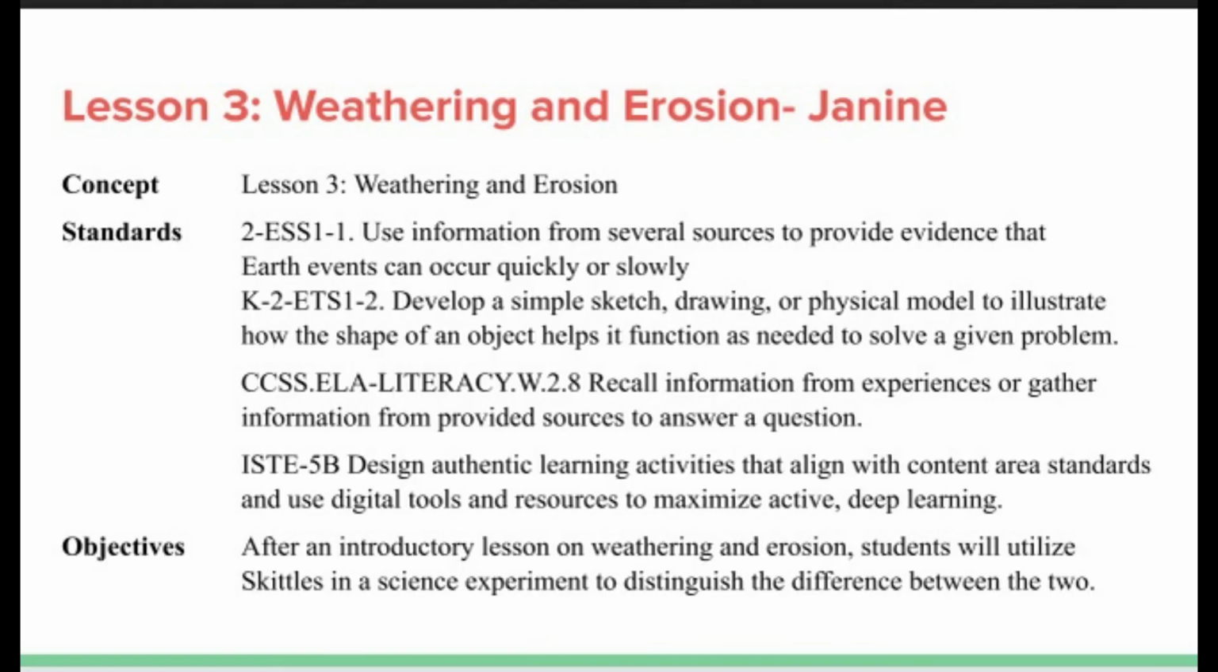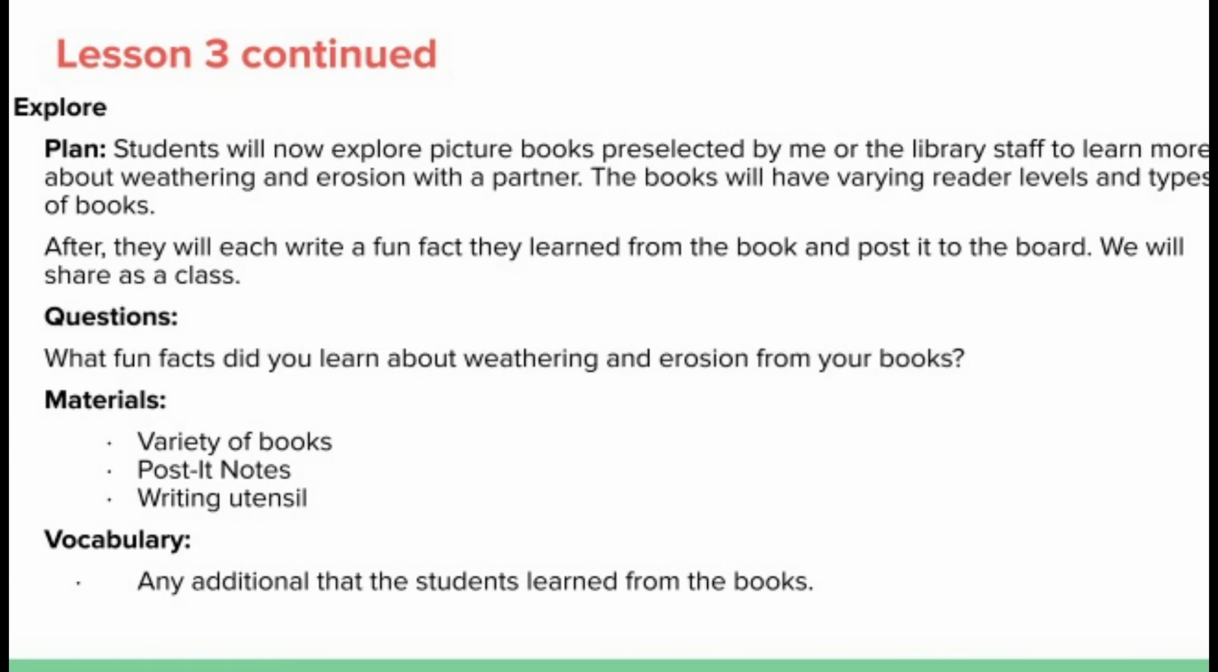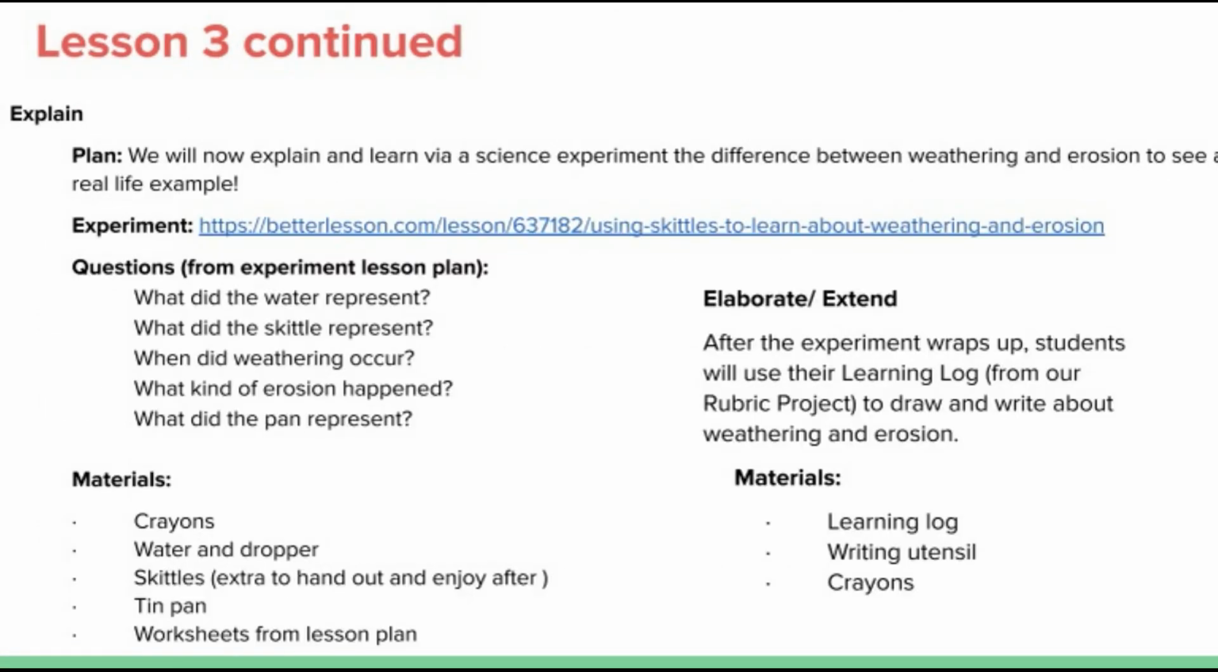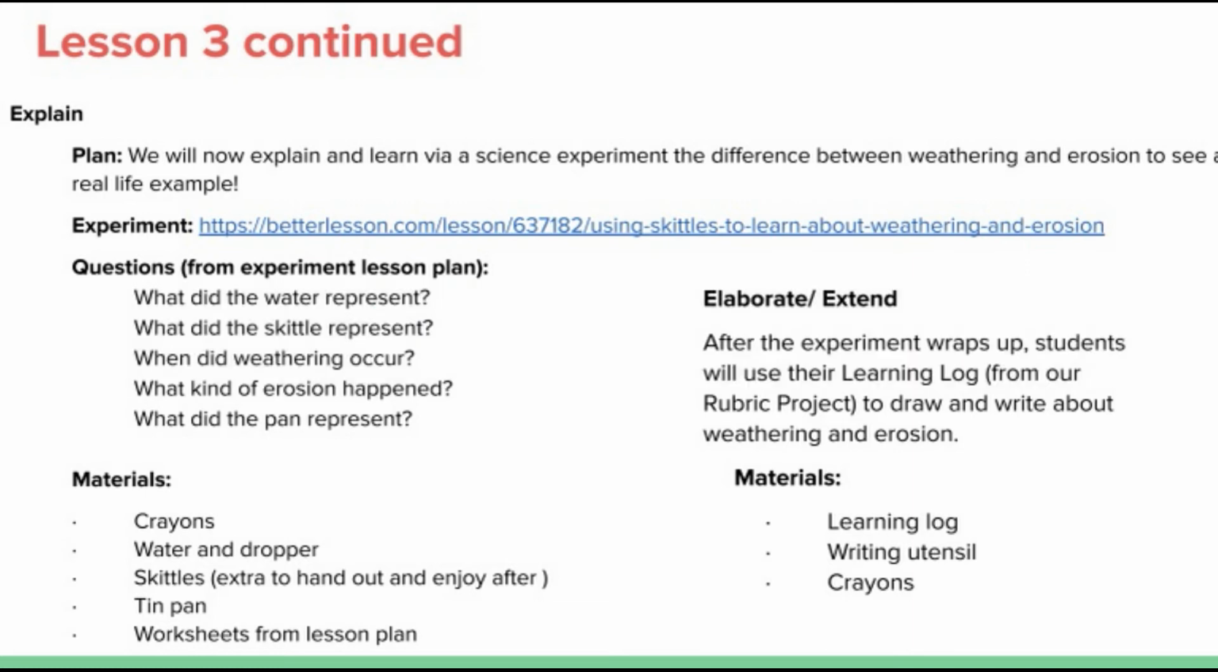For my lesson, I'm going over weathering and erosion for our students. We're going to do an introductory lesson by watching a video. And then we are going to have a quick discussion and add vocabulary words to our word wall. After that, the students will explore picture books with their partner about weathering and erosion and write fun facts. After that, we'll move on to an experiment involving Skittles and pans so that the students can visually see the difference between weathering and erosion. And then we will wrap it up by using our learning log and drawing and writing weathering and erosion.